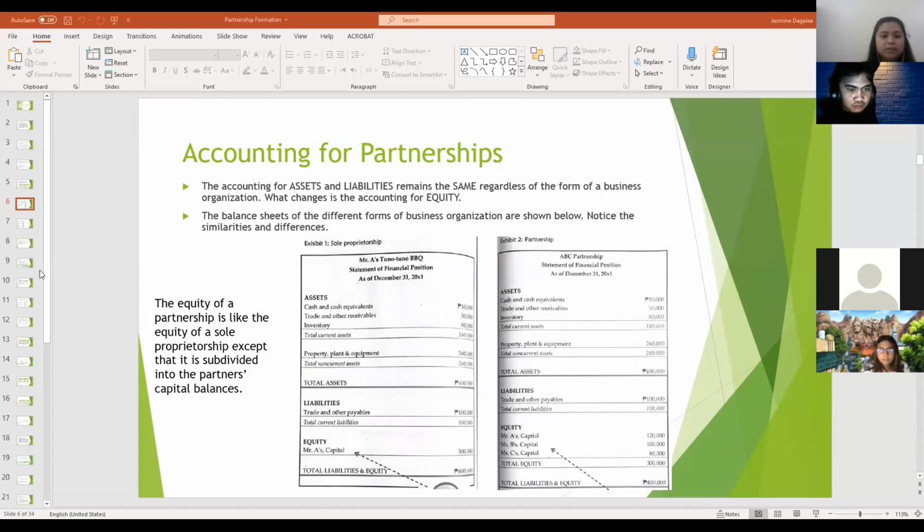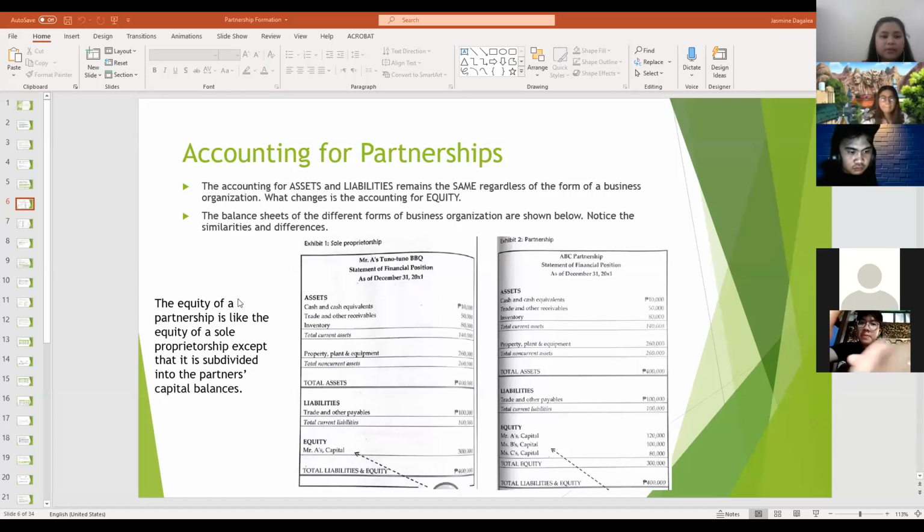I forgot to start it. Okay, the equity of a partnership is like the equity of a sole proprietorship except that it is subdivided into the partners' capital balances. Mr. A's capital, Mr. B's capital, Mr. C's capital, their capital balances are enumerated.